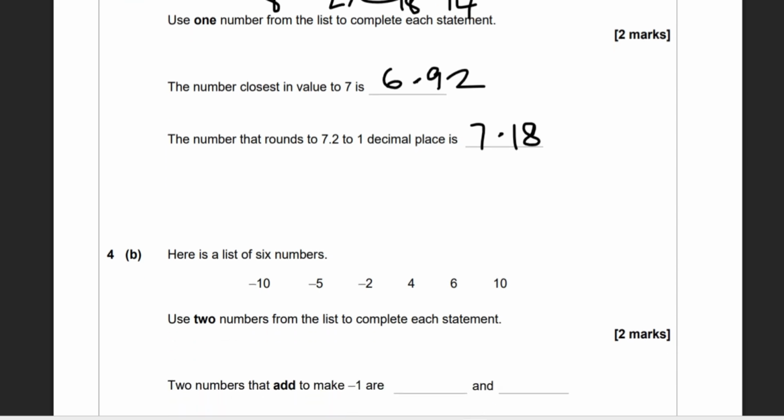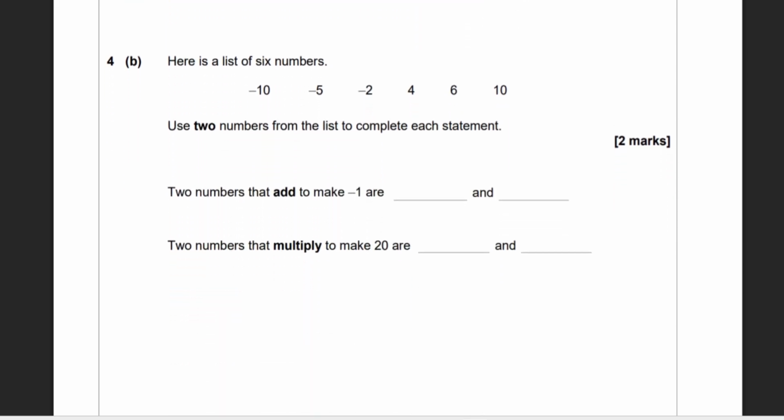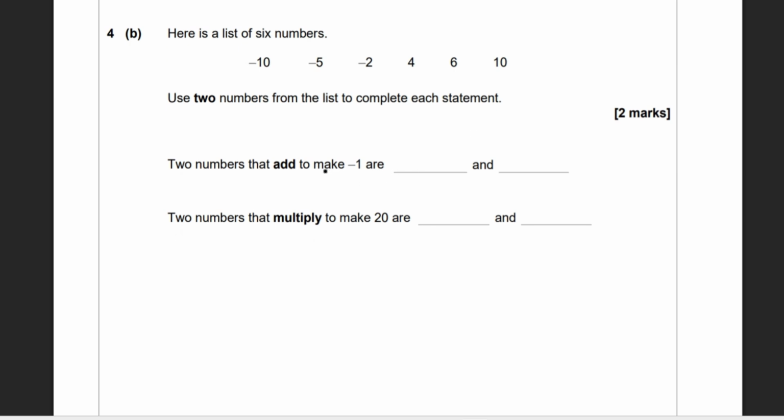Then we go to 4b. Here is a list of 6 numbers. Use 2 numbers to complete the sentence. Which one would make -1? It has to be -5 and 4, because when you add them together, you'll be left with -1.